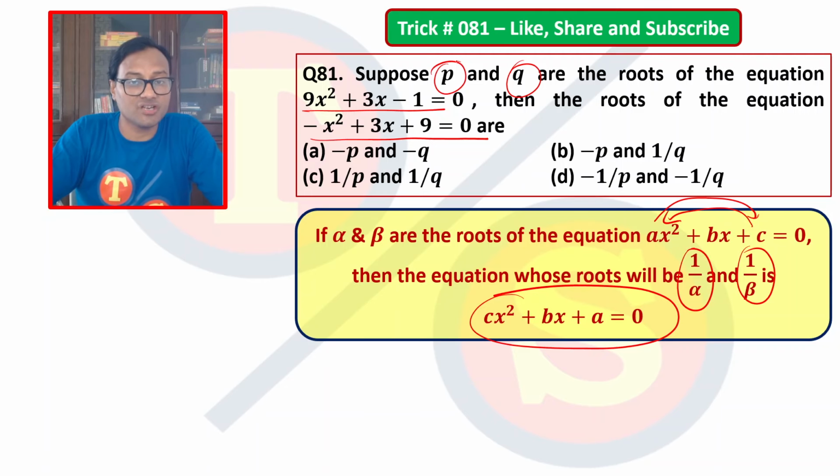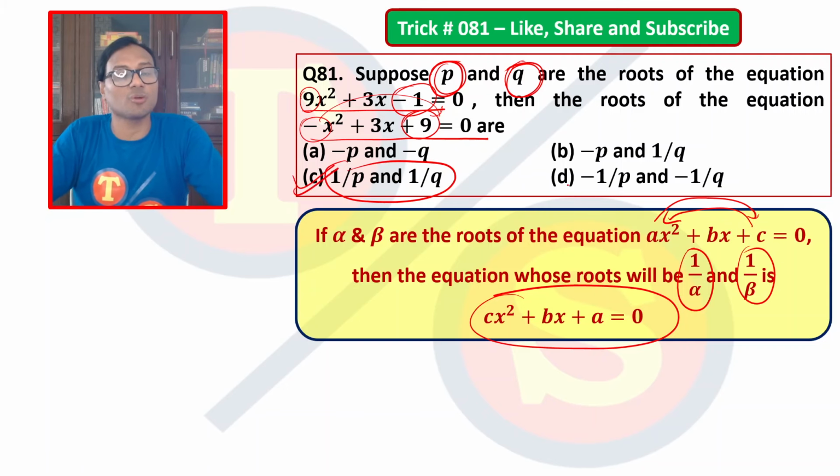So in the original equation, if the roots are P and Q, I have just changed the places of 9 and minus 1. They have just interchanged their places. So definitely the roots will become reciprocal. So it will be 1 by P and 1 by Q. Answer option C is the correct answer. Okay. So now this is how you can definitely remember this technique.